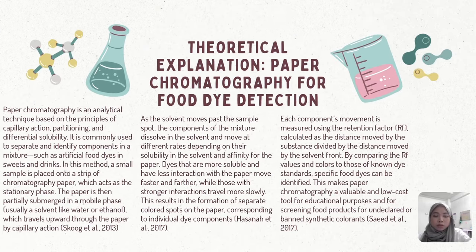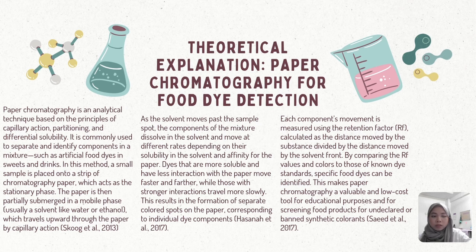Paper chromatography is an analytical technique based on the principles of capillary action, partitioning, and differential solubility. It is commonly used to separate and identify components in a mixture such as artificial food dyes in sweets and drinks. In this method, a small sample is placed onto a strip of chromatography paper, which acts as the stationary phase. The paper is then partially submerged in a mobile phase, usually a solvent like water or ethanol, which travels upward through the paper by capillary action.